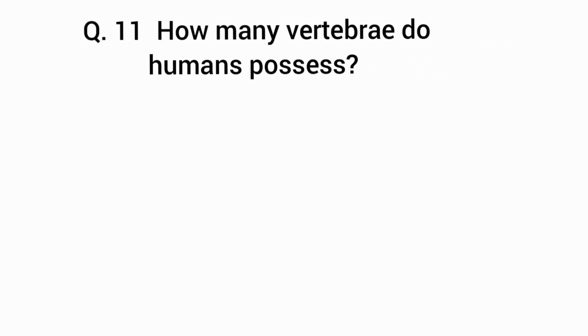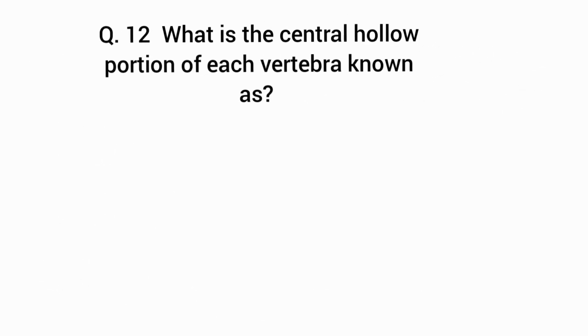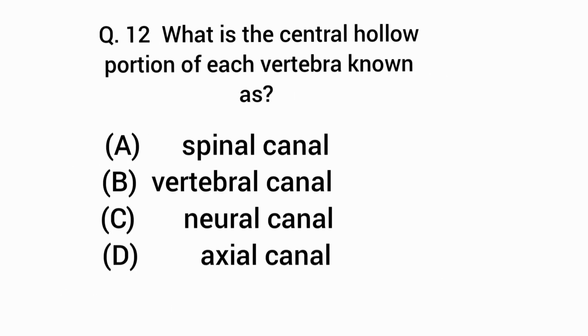Question number 11. How many vertebrae do humans possess? A. 33. B. 30. C. 26. D. 22. And the answer is C. Question number 12. What is the central hollow portion of each vertebra known as? A. Spinal canal. B. Vertebral canal. C. Neural canal. D. Axial canal. And the answer is C.